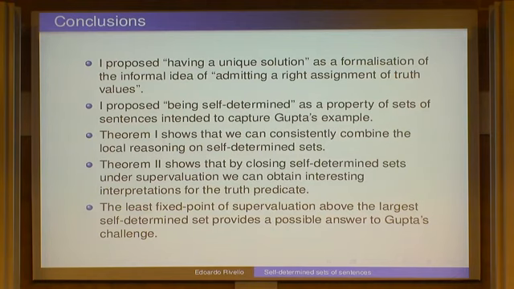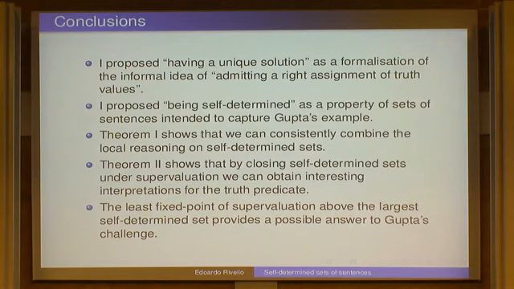So I can summarize as follows. I started from Gupta's example and the informal notion of the right assignment, and I propose to use having a unique solution as a formalization of the idea of admitting a right assignment, and being self-determined as a property of sets of sentences intended to capture Gupta's example and the like. And then theorem 1 shows that we can consistently combine the local reasoning on different self-determined sets, since we can take the union of these sets and we get a unique solution.